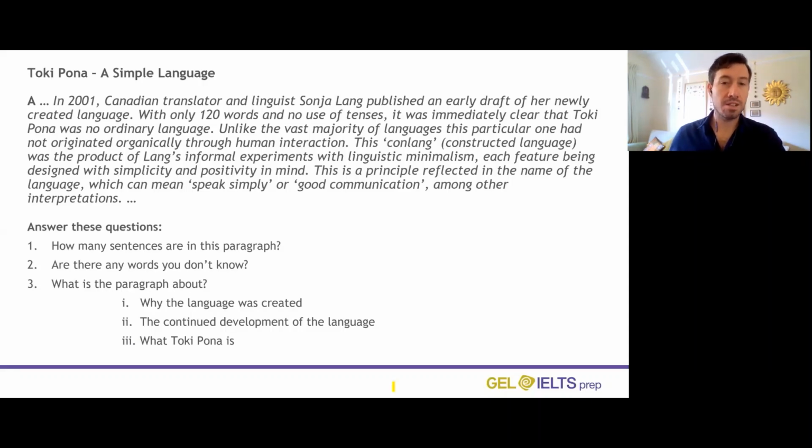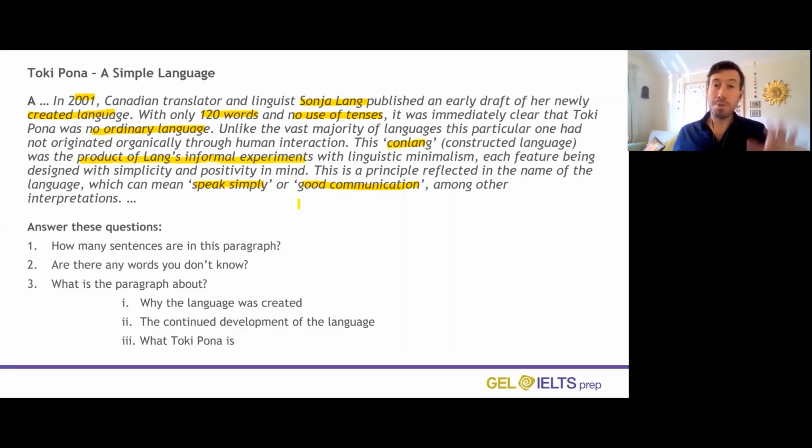Okay, let's look together. Well, in these first 2 sentences, it says when it was created. So it talks about who made it, Sonia Lang. She created the language. And then it tells us a bit about it. It says it has 120 words and no use of tenses, and that it's no ordinary language. So that's in the first 2 sentences, we can get that. Then in the last sentence, it says this is a principle reflected in the name of the language. The language means speak simply or good communication, among other interpretations. And we can skim the middle and you can just see stuff like it's a conlang, a constructed language, and it was a product of Lang's informal experiments.